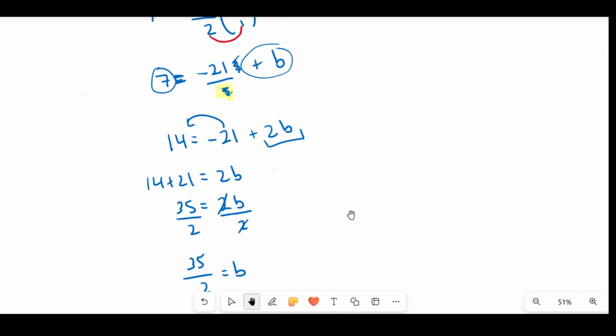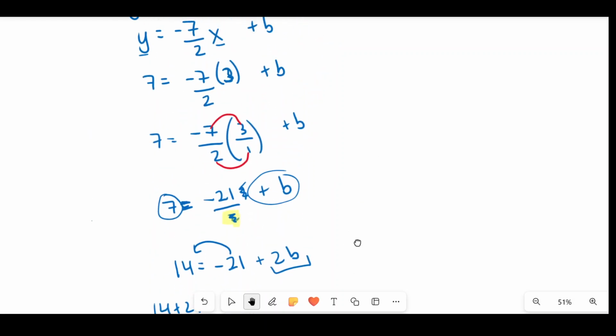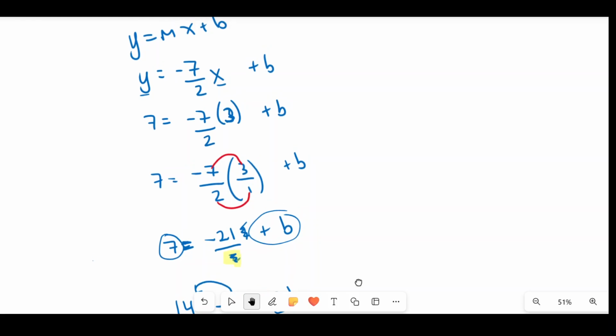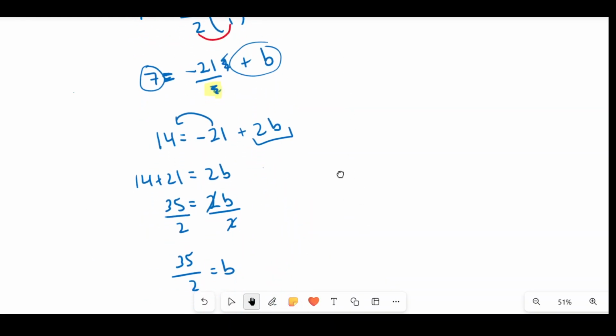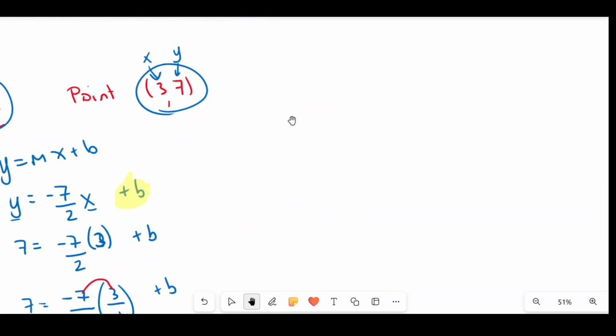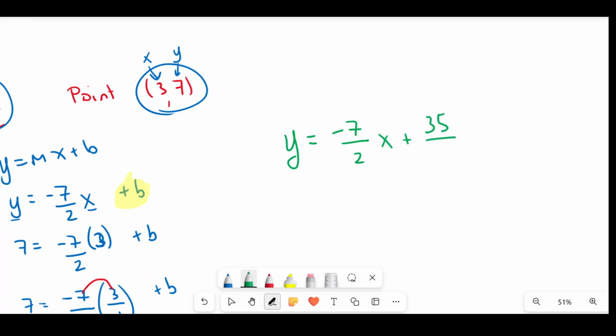And now I can write the equation of my line. So if we go back up here, we knew the slope was negative 7 over 2. And now we also know what b is. So we can write the equation of the line in slope-intercept form. So let's do that. So y equals negative 7 over 2x plus 35 over 2. That is the equation in slope-intercept form.